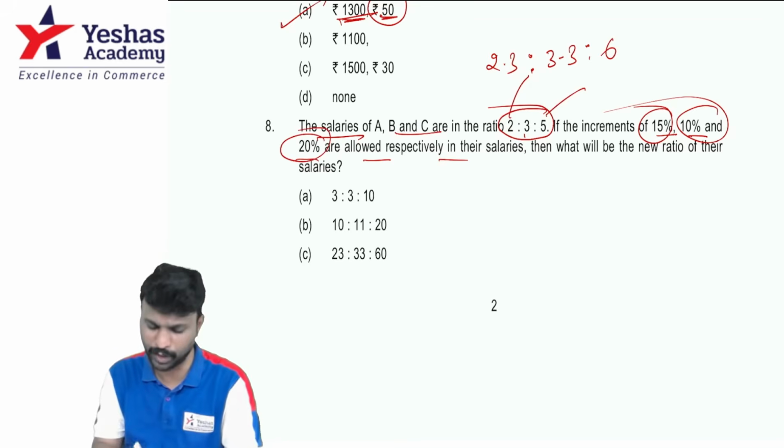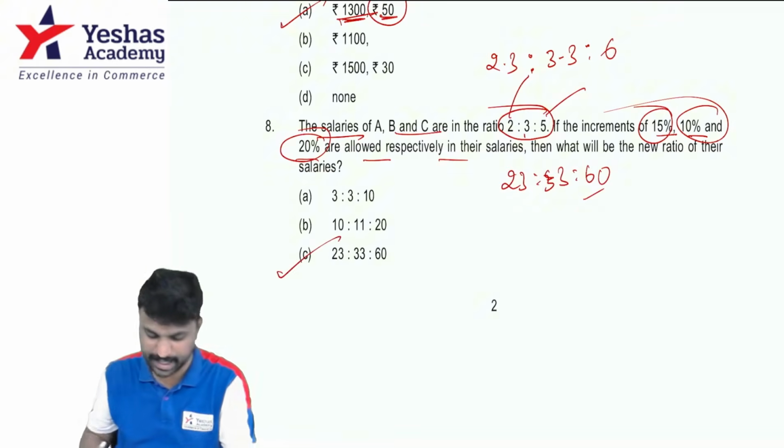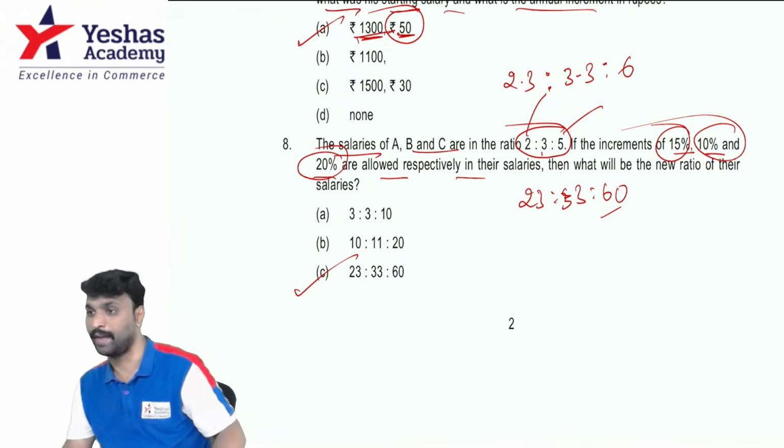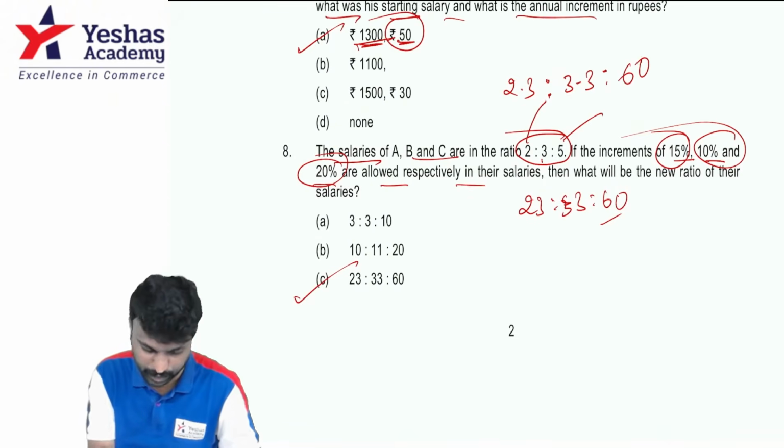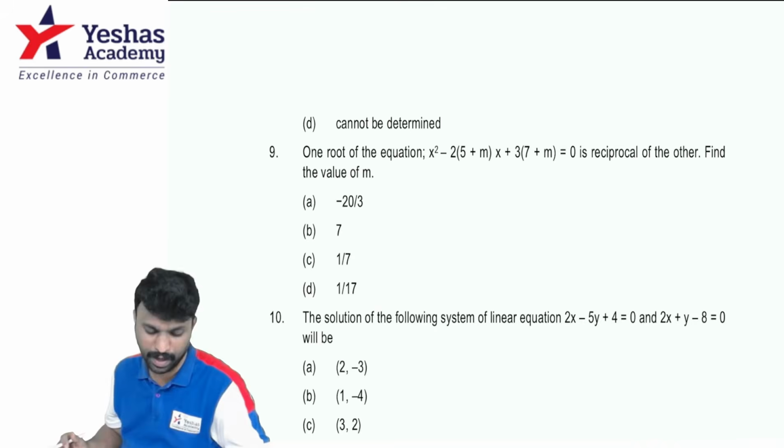It's not a proper ratio. If I multiply all the terms by 10, I get 23:33:60. That means option C is the right answer. Have you all understood? 23:33:60. Option C is the right answer. Moving on to the next question.